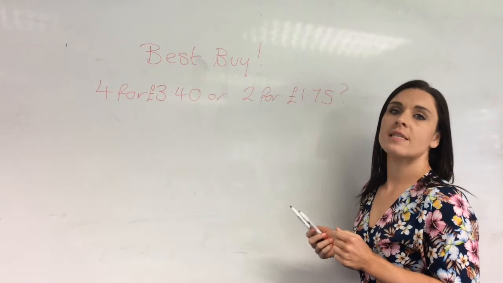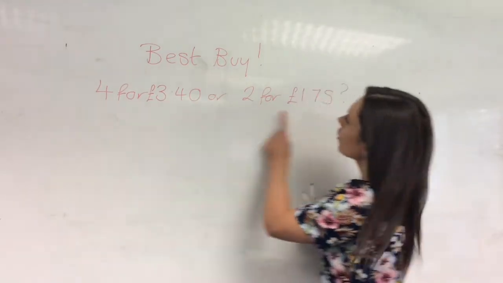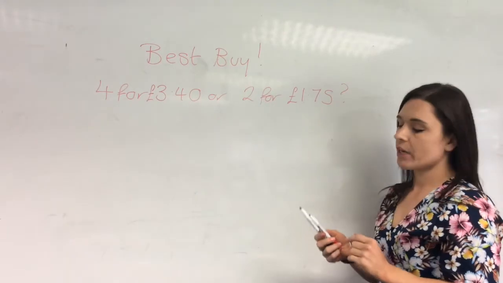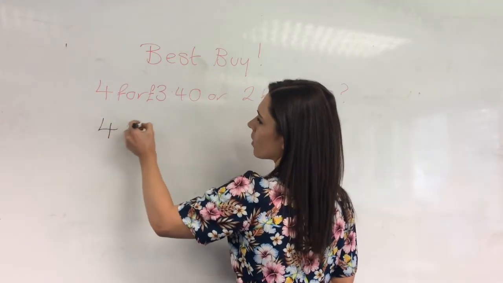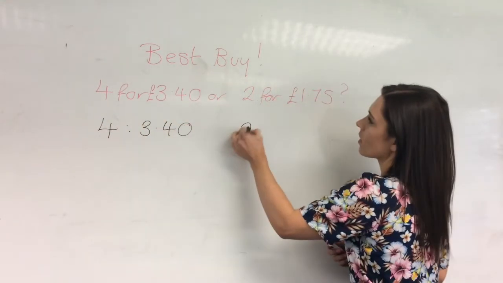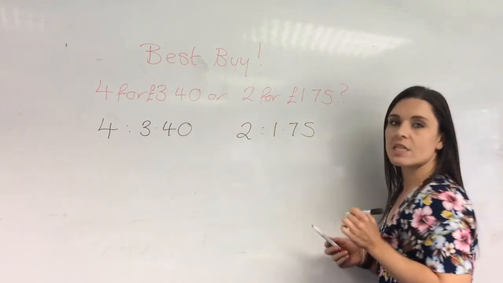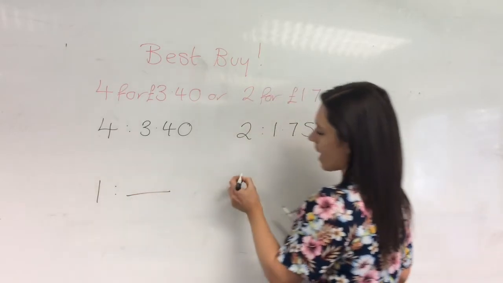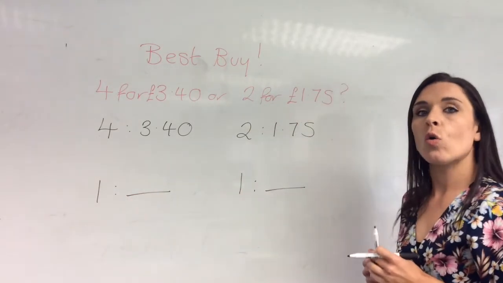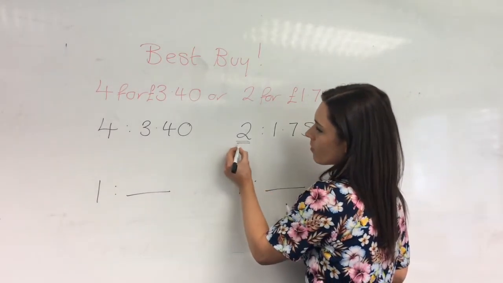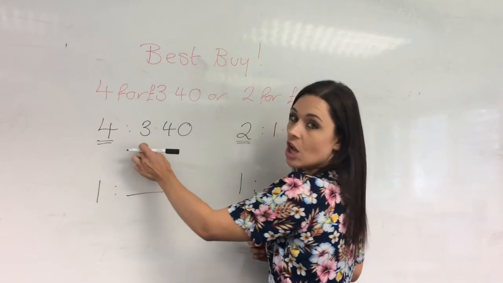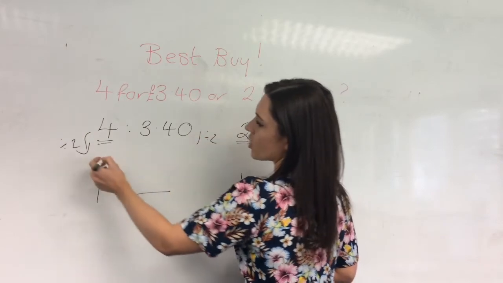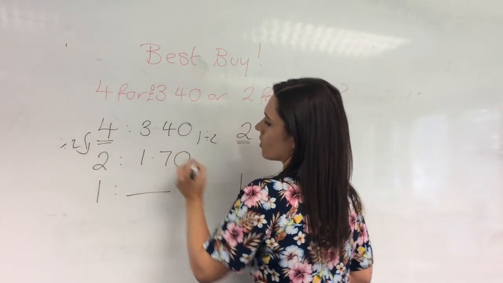Here we want to work out the best deal. Is it 4 for £3.40 or 2 for £1.75? Again, ratios can help us. Let's put them both into a ratio first. This one is 4 to 3.40. This one is 2 to 1.75. Now we can use the unitary method and put both of these in the form 1 to n to see how much one would cost, or we could see that 2 is half of 4. So we could just halve this ratio by dividing both parts by 2, which would give us 2 to 1.70.